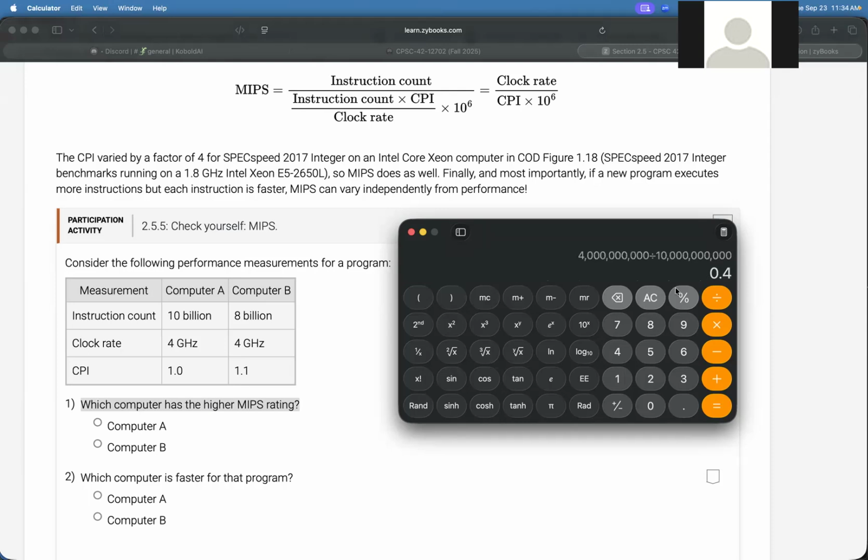We get 0.4, but then we would have to do 0.4 times 10 to the sixth. So that would be, let's see, wait a second here. Oh, oopsie. Did the calculation wrong. The instruction count we have to multiply by the CPI here.